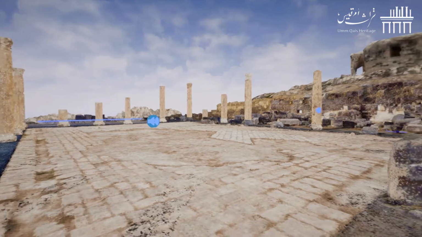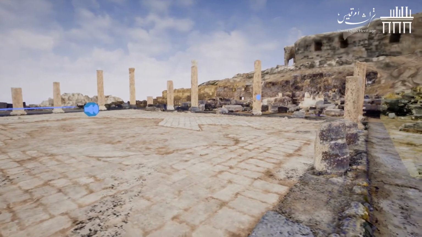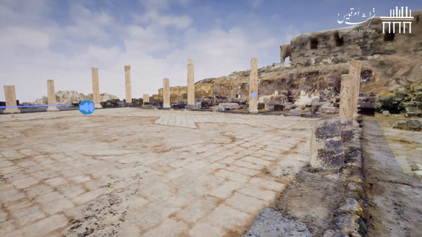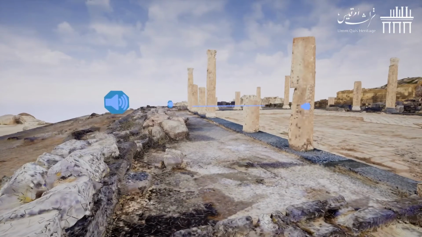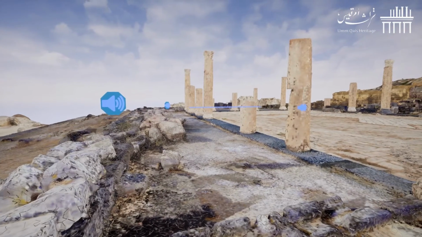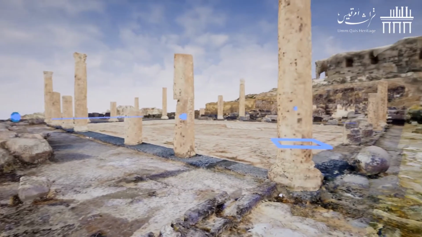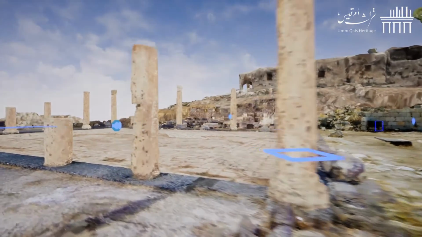Like the other buildings on the terrace, the atrium was destroyed during the Galilee earthquake on the 18th of January 749 CE. In the Ottoman period, the area was used to build houses of the village, although these were removed in the 1980s to facilitate the site's excavation.